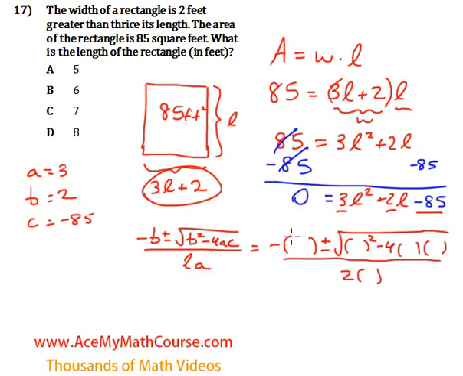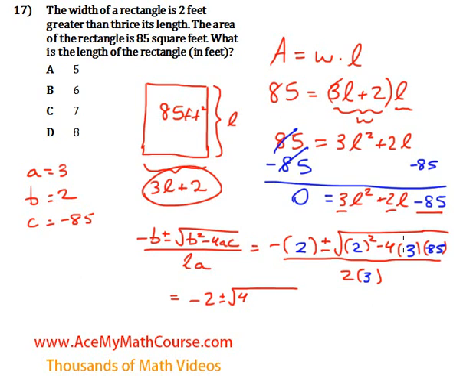Now let me start plugging things in. So b is 2, a is 3, and c is negative 85. Okay, so simplifying, we got negative 2 plus or minus the square root of 2 squared, which is 4. Now we have negative 85 times 3 times 4. And I'm going to need my calculator to do that, because my mental math today just isn't that strong.